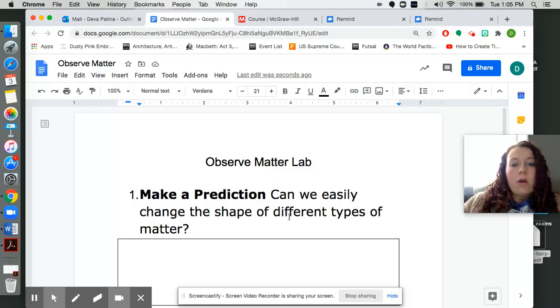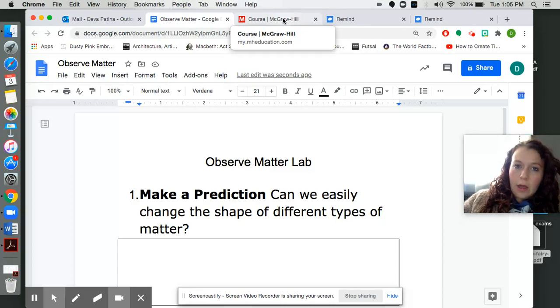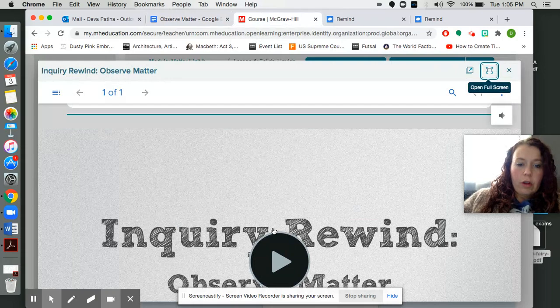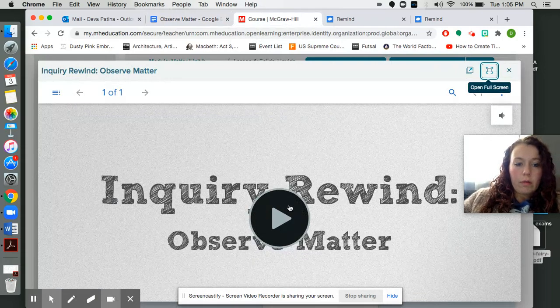So the question that I would like you to answer before you start is, can we easily change the shape of different types of matter? Yes, we can change the different shapes easily, or no, we cannot. So I want you to write yes, we can, or no, we cannot. And then at the end of the lab, you can see how your prediction might have been confirmed, or if you had to revise your prediction at all. So we're going to watch this video to go through this activity.